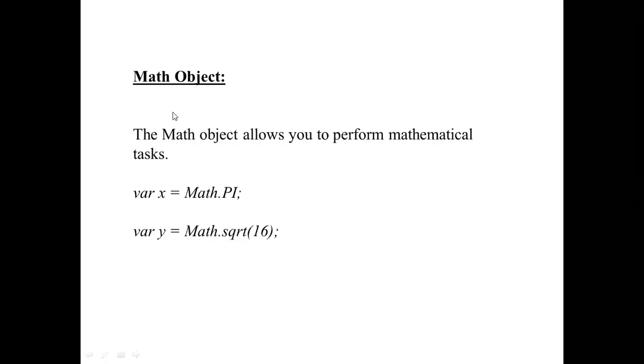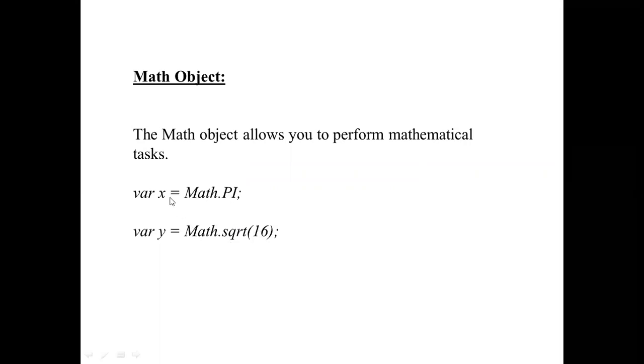Next we see the math object. The math object allows you to perform mathematical operations. It provides a number of properties and methods. For example, pi is a property and square root is a method.